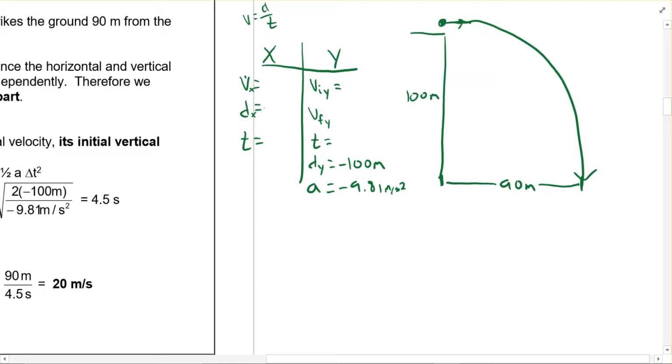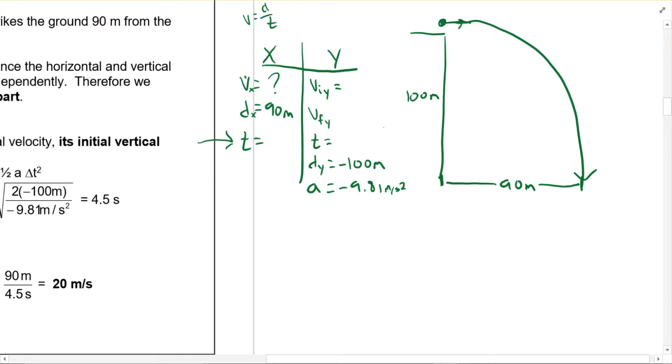So I also know that dx is equal to 90 meters. And I'm looking for vx. That's what I'm looking for at the end. So you can kind of see now I can start to work my way through this problem, knowing that time is the common factor between these two.